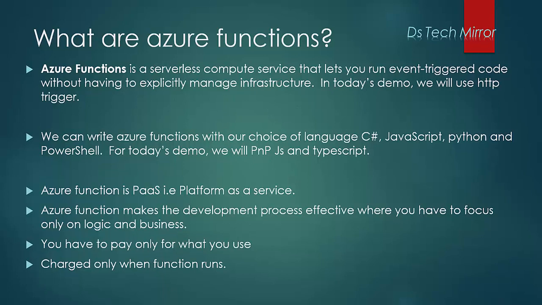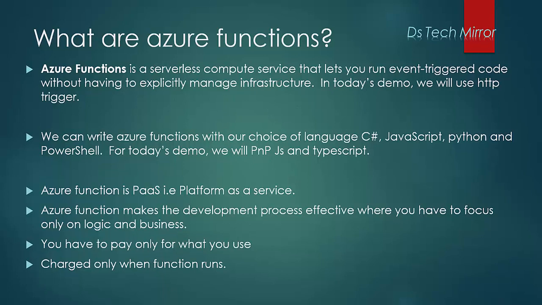Then there's a keyword, event triggered code, which means that Azure functions are always triggered by an event. They are event triggered code. In today's video, we will use an HTTP trigger. That is, we will be triggering our Azure function using an HTTP call. Next, we can write an Azure function in the language of our choice. Azure function gives us the flexibility to choose the language of our choice. So in today's video, we will be using PnP.js with TypeScript.